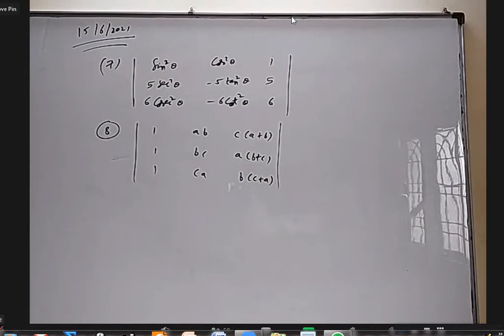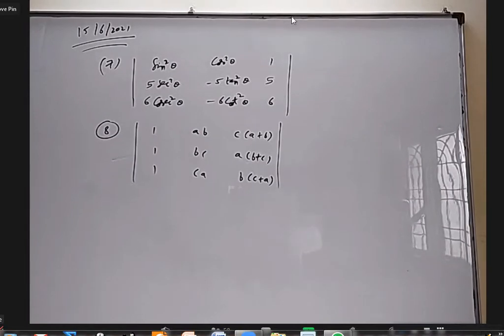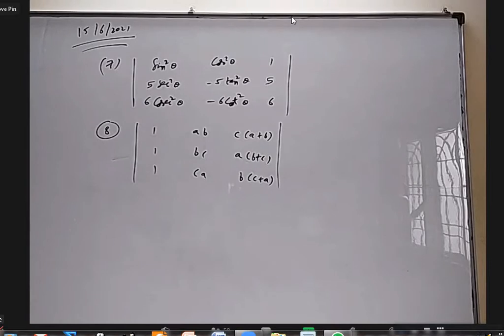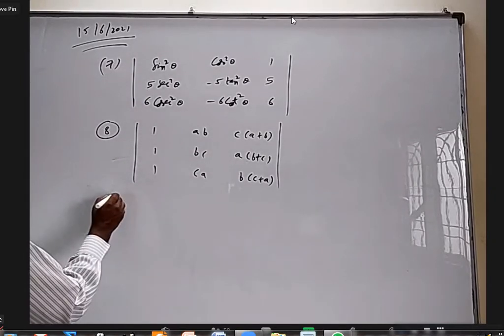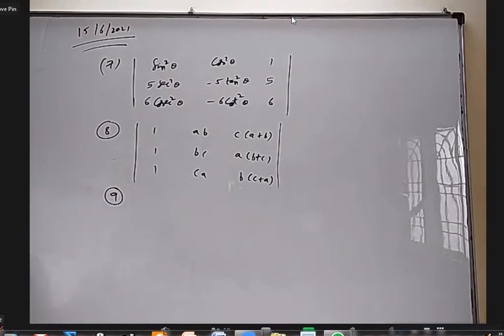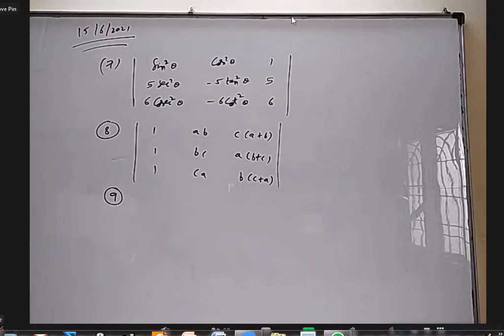Sir, for the eighth question, we should write column 3 equals column 2 plus column 3. And we should take common AB, BC, CA. We will get 1, 1, 1, which is identical. We can write it as 0. Yes, correct. You're right.